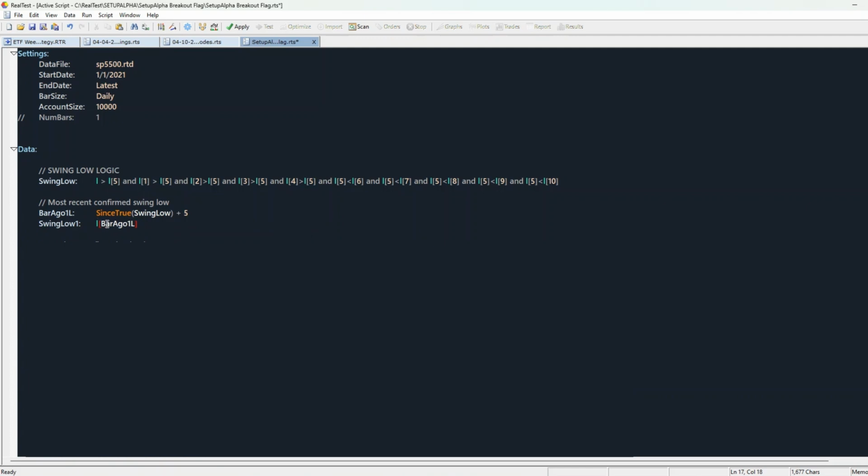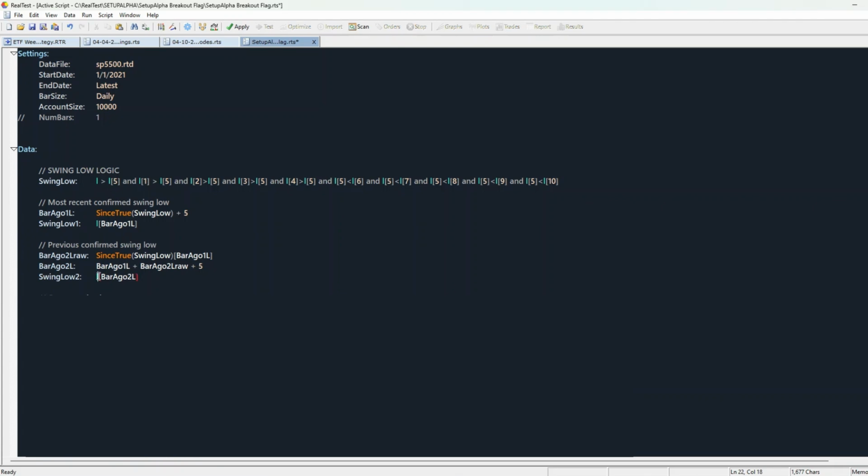We then repeat the process to find 2 more swing lows further back. This starts by looking back from the first swing low we just found. It counts how many days before that swing low the previous swing low occurred. This gives us the gap in bars between the first and second swing lows. We then add this all together: how far back the first swing low is, plus how far back the second swing low is from there, plus 5 days, because our swing low logic always checks 5 bars ago. This tells us exactly how many bars ago the second swing low occurred.